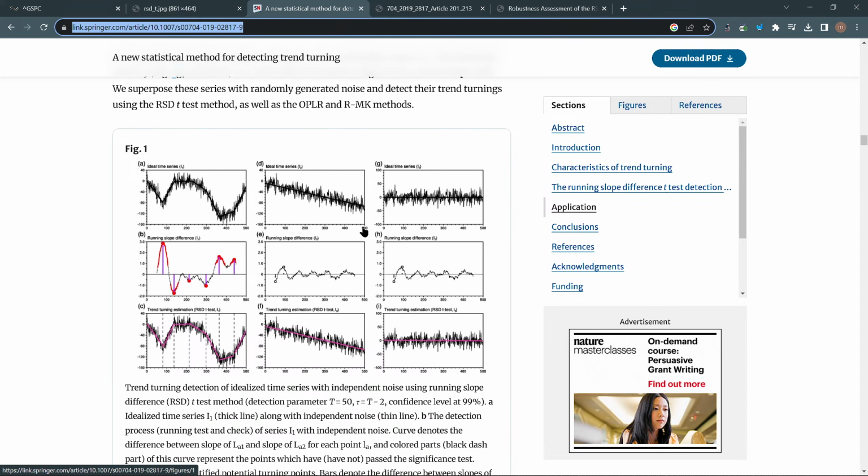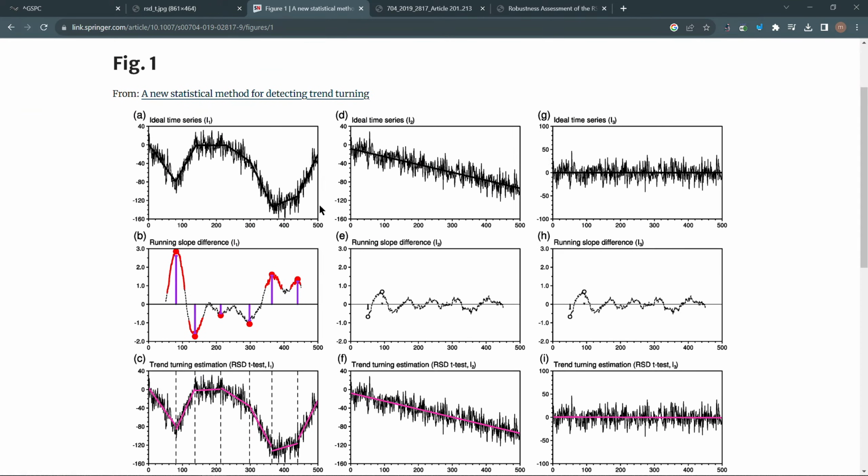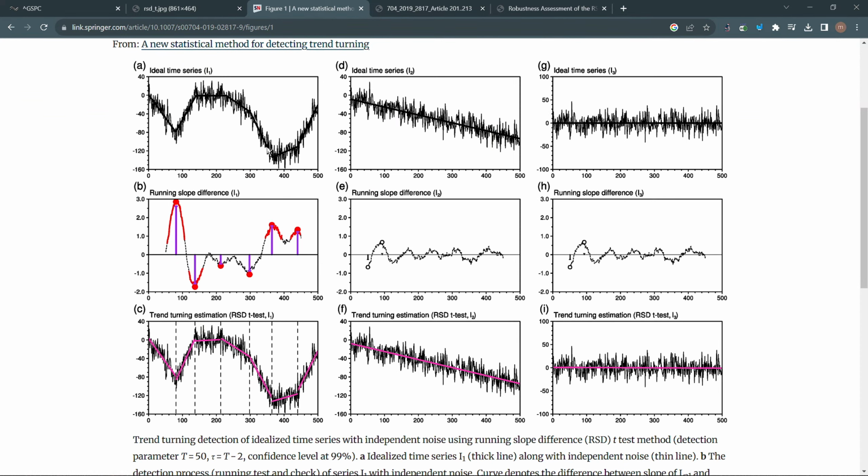That's what the method more or less is about. If you see these pictures here, let's spend some time on this message here. This is just some demonstration data. The black data is just some random data they used for the analysis, and you see here that the running slope difference test, that's the method we are talking about, is just used to detect these trend turning points in the underlying data set.